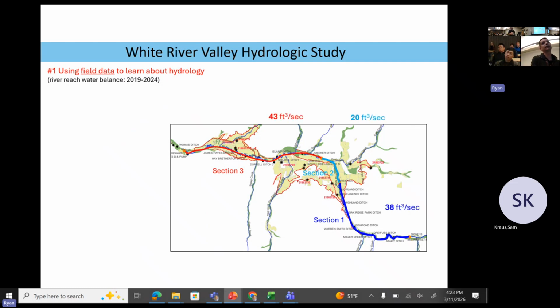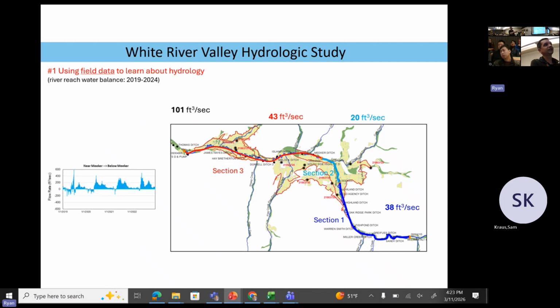And what we found is that for this first section, on average, about 40 CFS, about 20 CFS for section 2, and again, about 40 CFS for section 3. Doesn't seem like a lot. Total is about 100. And here's kind of a time series of all the groundwater coming in on a daily basis. Positive means groundwater is going into the river. Negative would mean there's some seepage happening. So when you aggregate that, you get about 100 CFS on average.